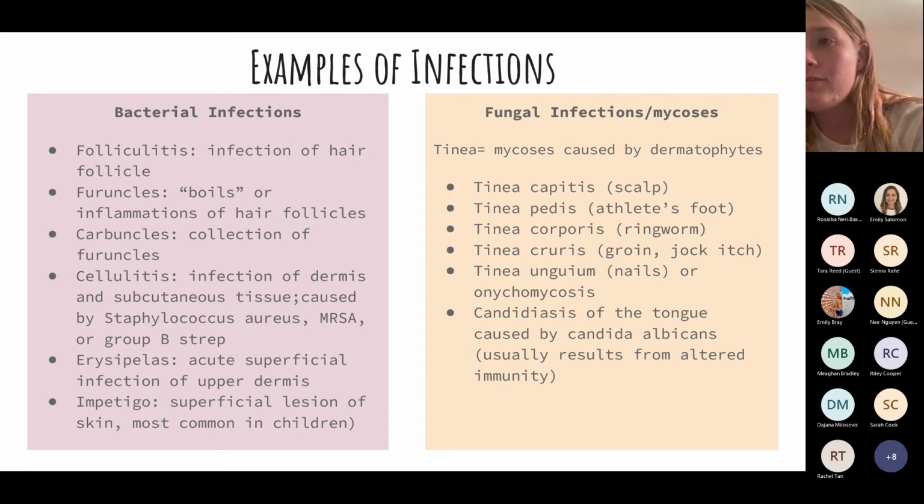Our fungal infections, you'll usually see them classified with tinea. Tinea just means mycosis. Mycoses are part of our fungus. So we classify it based on where it's happening. For example, tinea capitis is happening on the scalp, and we just go down the line. Specifically, our candidiasis, especially of the tongue, is usually related to immunocompromised individuals.